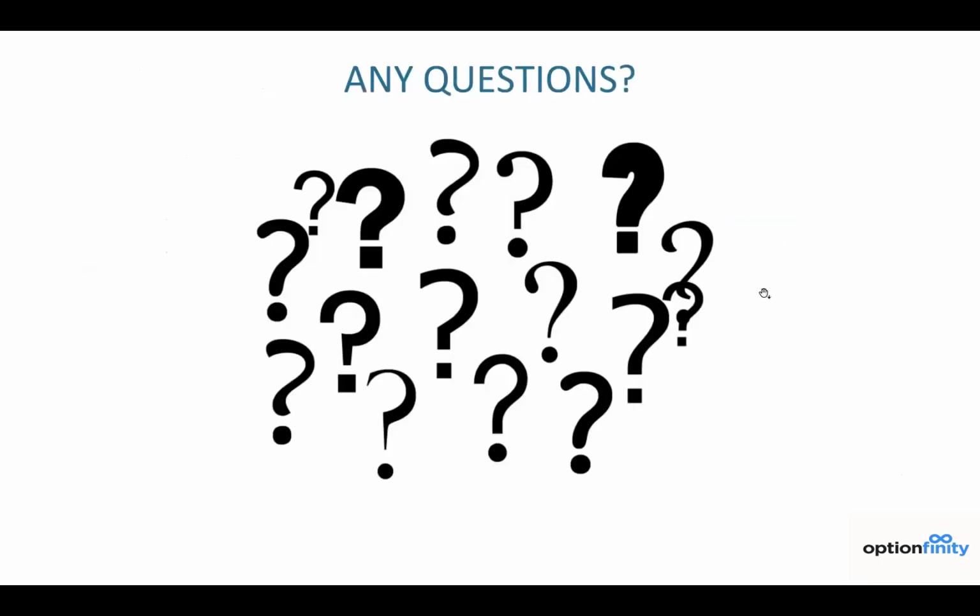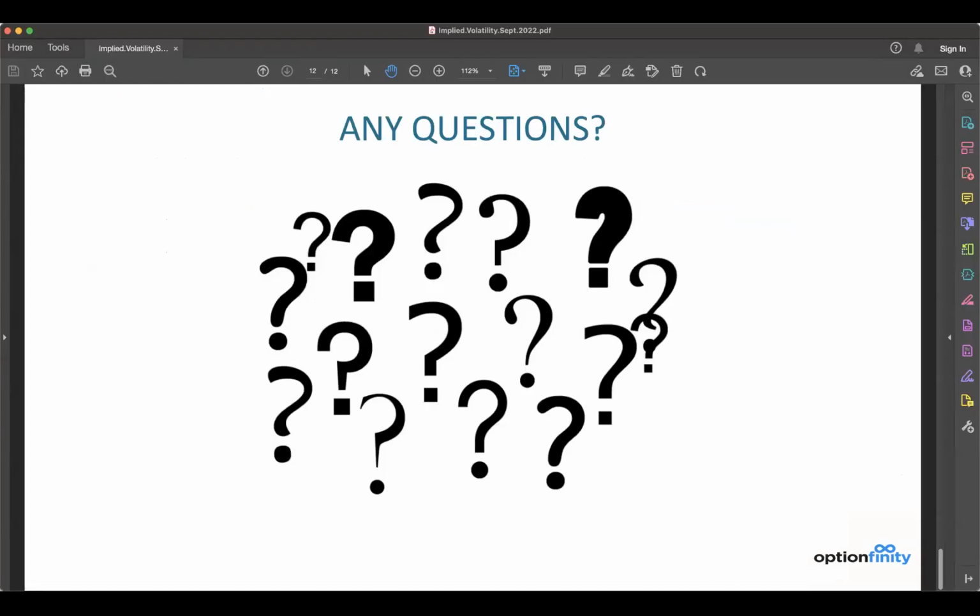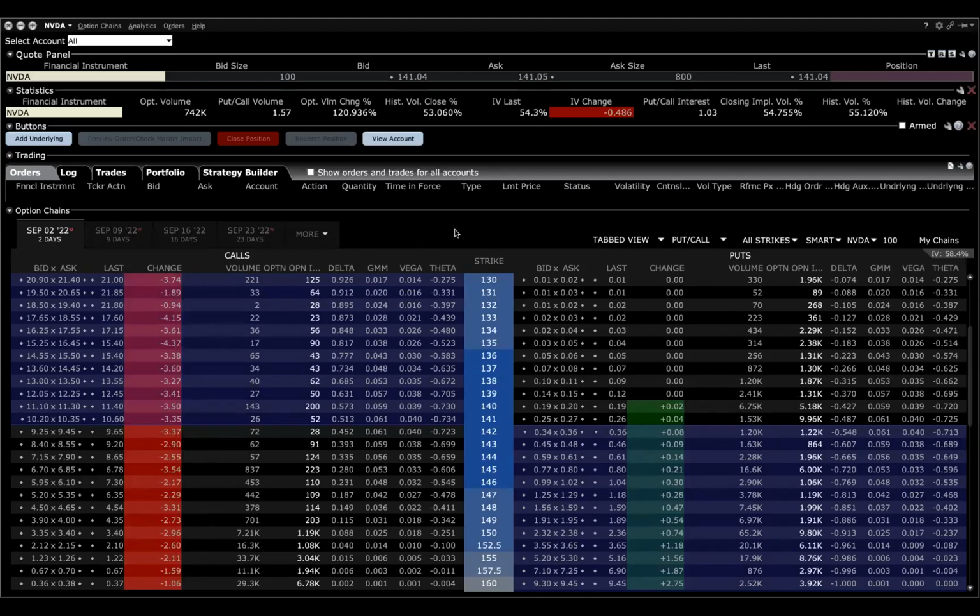Any questions? We'll go over questions in a second, but I'm going to pull up an option chain just to show you guys what I mean by IV, right? So I mentioned some different terms earlier, right? So here's NVIDIA. You can see right here, you have the IV last, right? So this is the implied volatility right now. This is the historical volatility close percentage, right? So this tells you what the volatility over the past year has been roughly, as well as the current forward-looking volatility, right? And this is a change from yesterday right here, right? So it's down from yesterday.